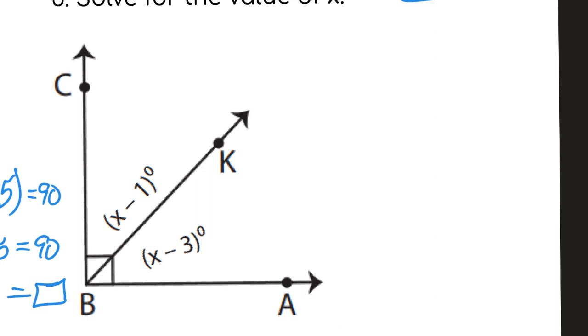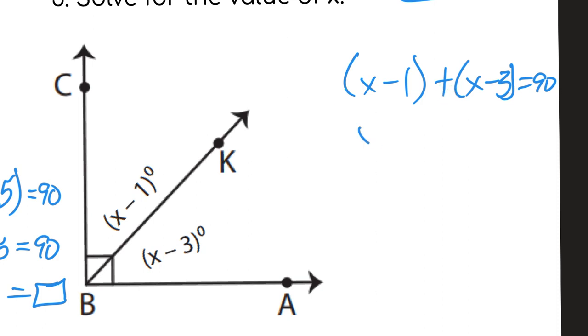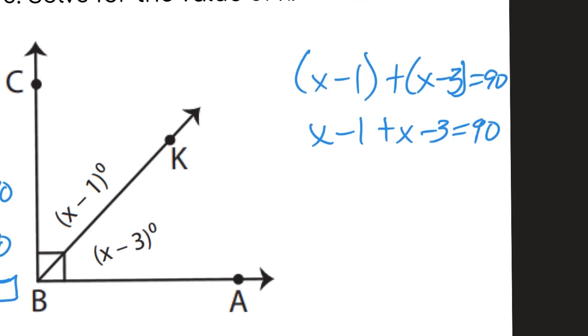Same setup on this last problem right here. I have x minus 1 plus x minus 3, and that's going to equal 90. The positive 1 in front of both parentheses means nothing changes. So x minus 1 plus x minus 3 equals 90, and then you use the boxes from there.